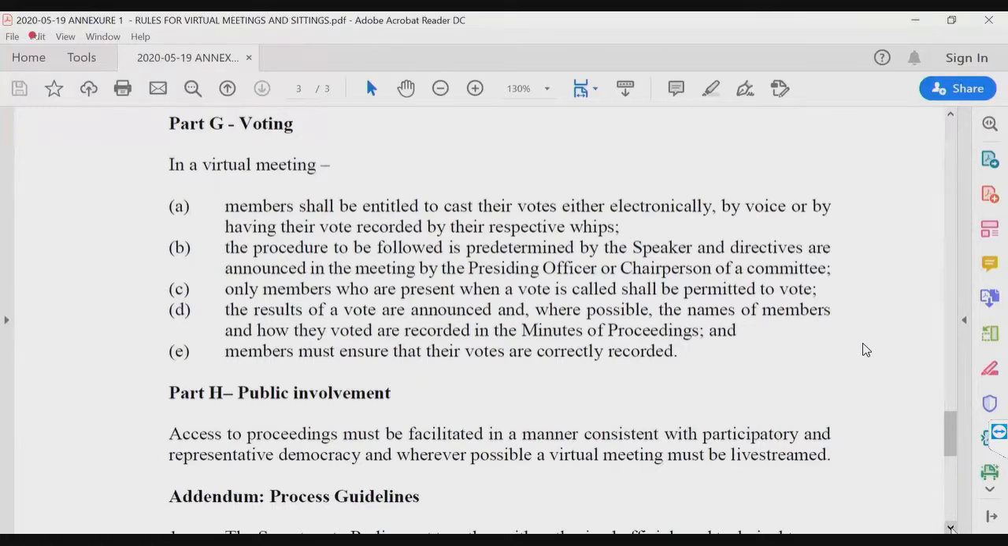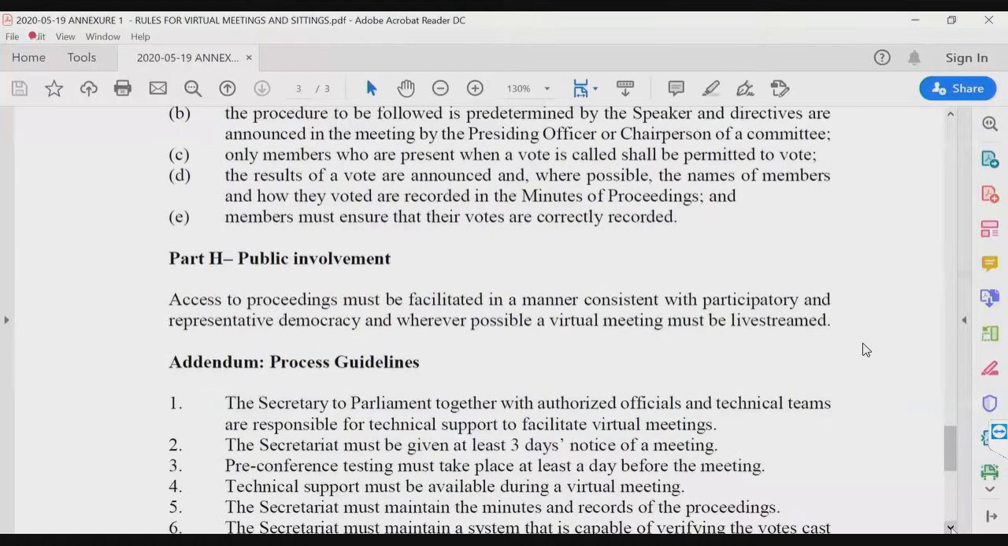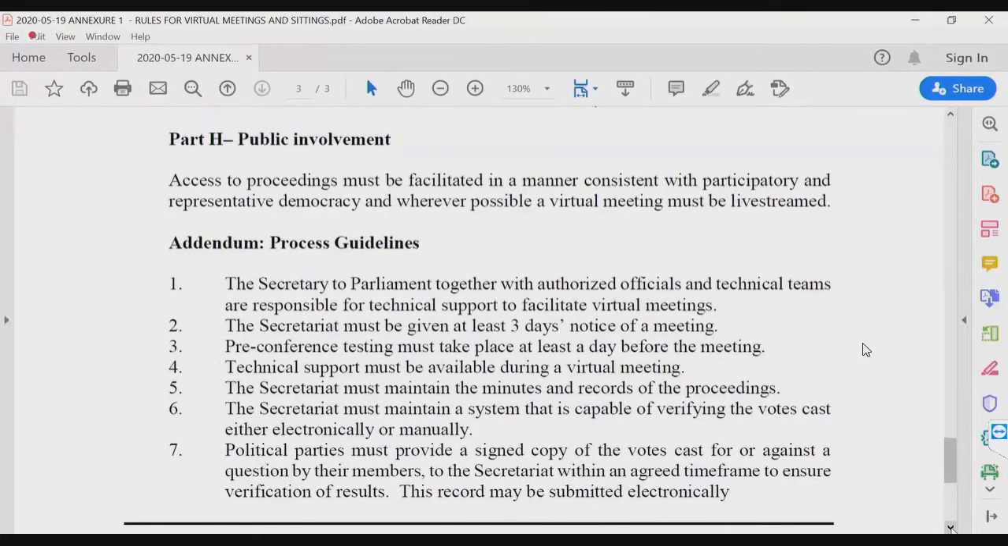And part H deals with public involvement, that access to proceedings must be facilitated in a manner consistent with participatory and representative democracy. And whenever possible, a virtual meeting must be live streamed, which is what we have been attempting to do, to live stream the sittings of the committees. And honorable members, the next part basically deals with guidelines. And this largely applies to the administration, and I don't wish to go through it.